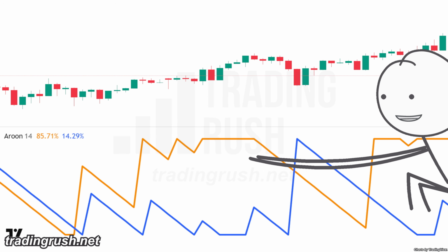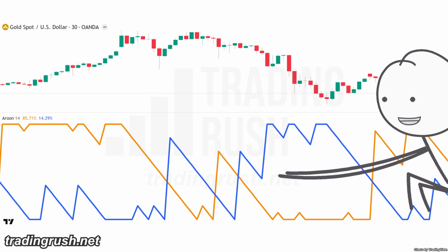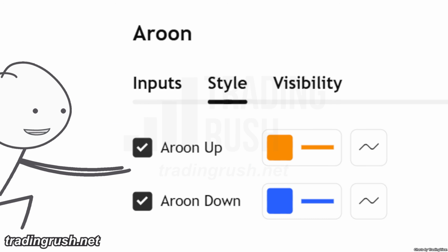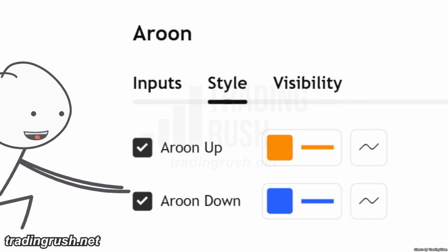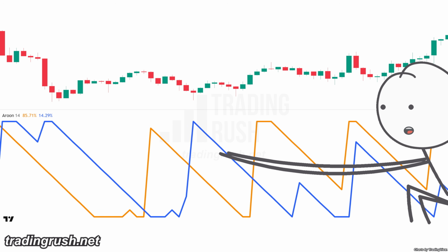This indicator shows two lines that move in a zigzag-like pattern. At first glance, the lines can look like nonsense, but they show some really interesting and useful things. For example, the two lines of the Aroon indicator are called the Aroon up line and the Aroon down line. On this chart, you'll notice how these two lines are moving parallel to each other.